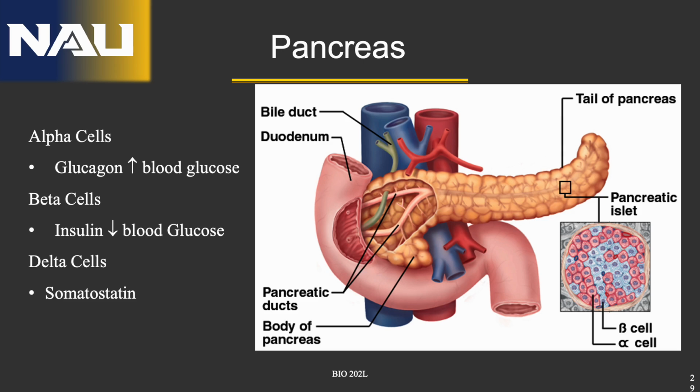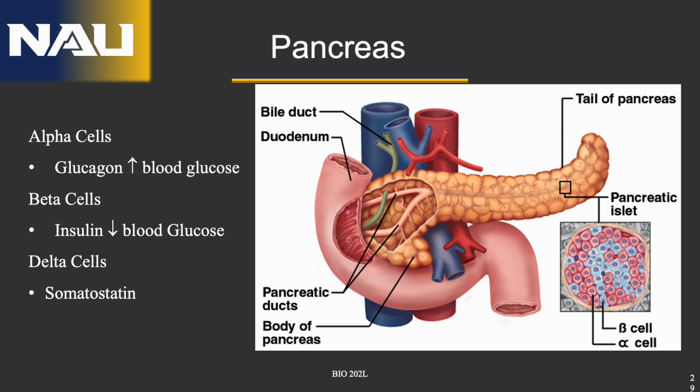The pancreas is a vital organ located just behind the stomach. It contains both endocrine and exocrine tissue, playing a key role in digestion and blood glucose regulation. The endocrine portion of the pancreas consists of 1 to 2 million clusters of cells known as islets of Langerhans, or pancreatic islets. These clusters contain three main types of cells: alpha cells, beta cells, and delta cells.